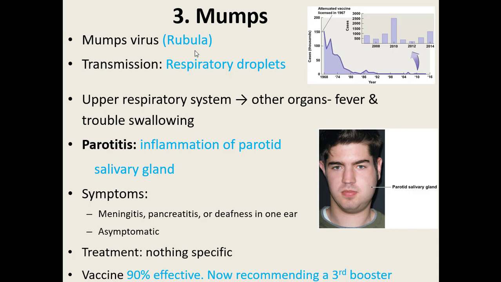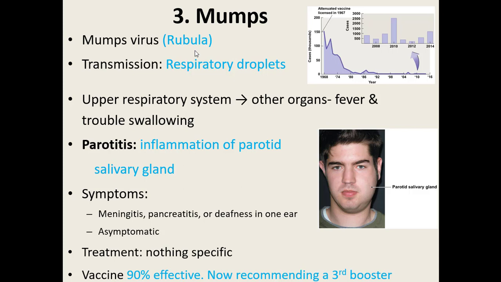So the parotid salivary gland is the big one in the cheek area, and so you've got a big inflammation right in the cheek area. Now, some of the other symptoms, it can lead to meningitis, it can lead to pancreatitis, and it can even lead to deafness in one ear. Before we developed a vaccine, it was the number one cause of acquired deafness in humans. And for some individuals, it's asymptomatic, you don't even know that you're a carrier of it.